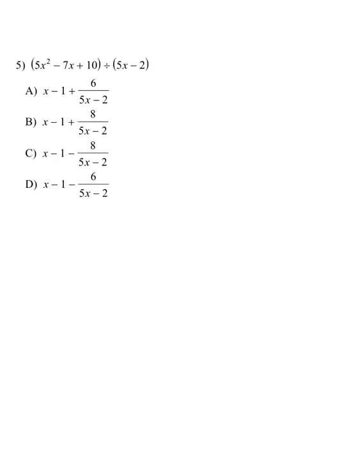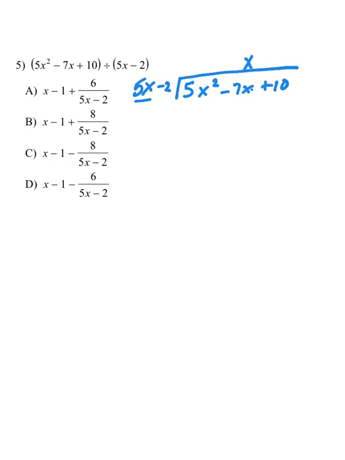Once again, we're dividing these polynomials, and we have 5x squared minus 7x plus 10, and we're dividing by 5x minus 2. And you ask yourself, when we're dividing 5x squared minus 7x plus 10 by 5x minus 2, what do you multiply 5x by to get 5x squared? We notice that it's going to be x, so you're going to write x right here on top.